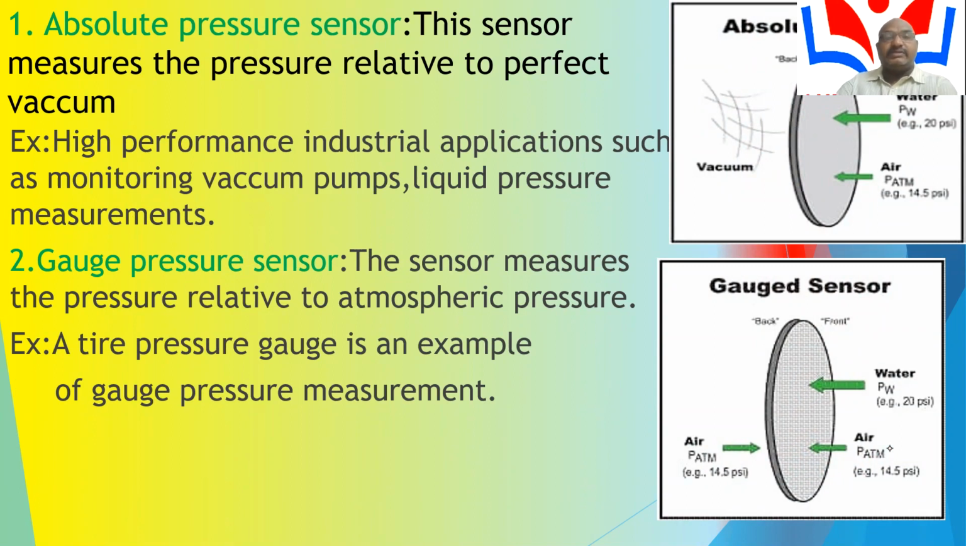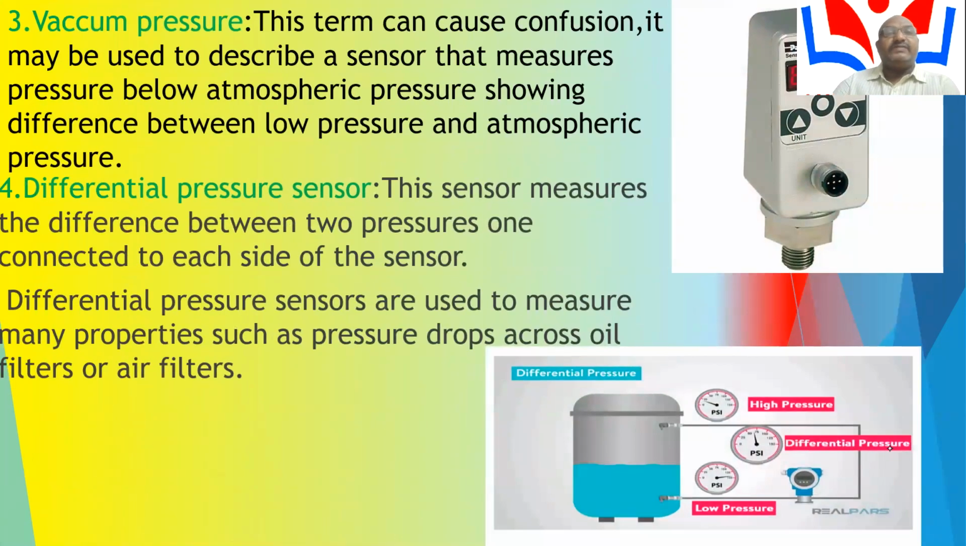The gauge pressure sensor measures the pressure relative to atmospheric pressure. A tire pressure gauge is the best example of a gauge pressure sensor or pressure measurement. Vacuum sensors or vacuum pressure sensors: this term can cause confusion. It may be used to describe a sensor that measures pressure below atmospheric pressure, showing the difference between low pressure and atmospheric pressure.